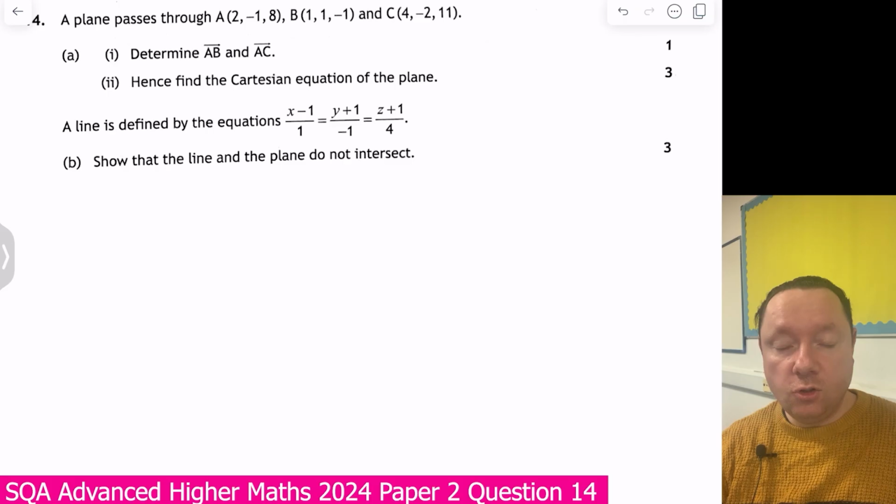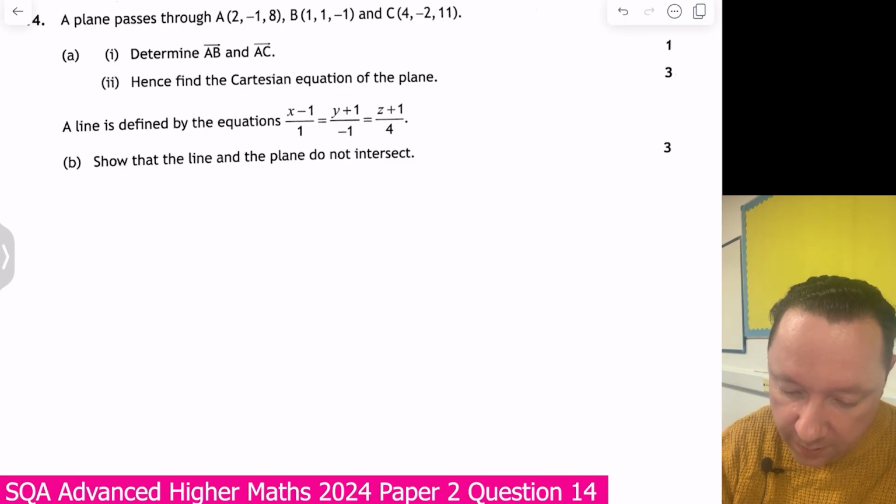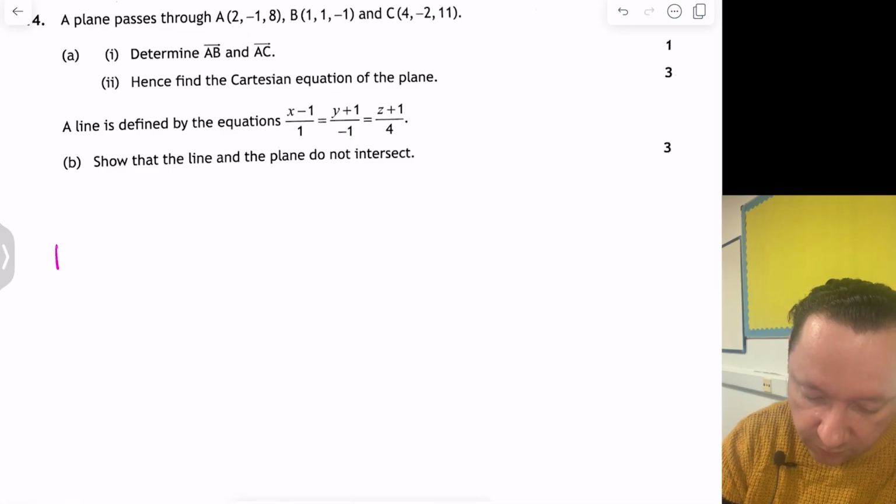SQA Advanced Higher Maths 2024 Paper 2 Question 14. A plane passes through A, B and C. Determine AB and AC. Part one, I'll talk you through this one.